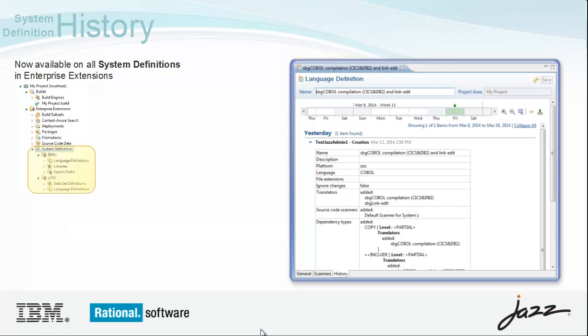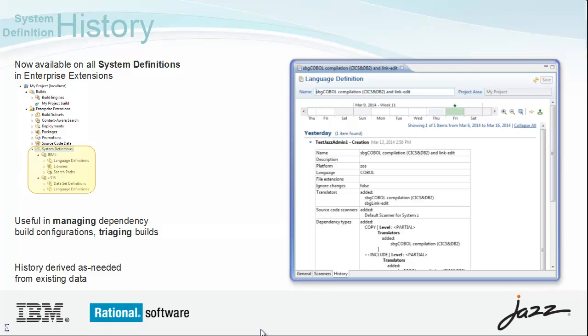We've added a History tab to all of the system definitions used in Enterprise Extensions. Since these system definitions are used to configure your dependency builds on IBM i and z/OS, we recognize the importance of providing this historical perspective. One thing to note is that this history data is derived from information we already have. There's nothing to enable or to configure. We have the data and we're now making it available to you in the client.